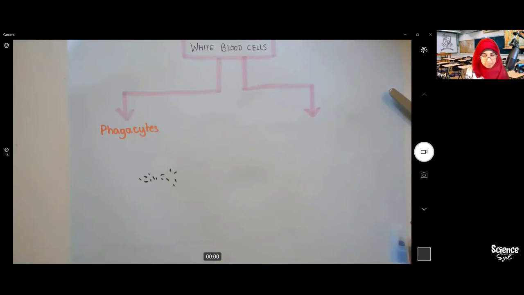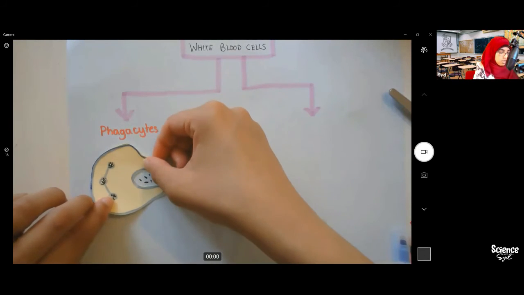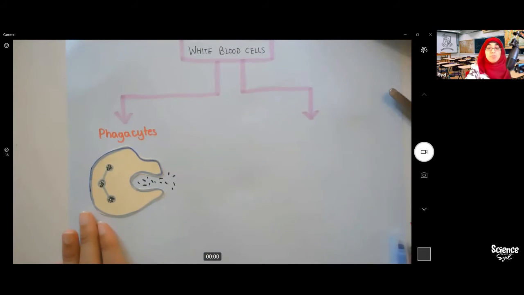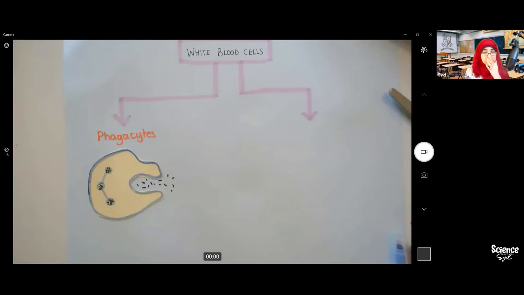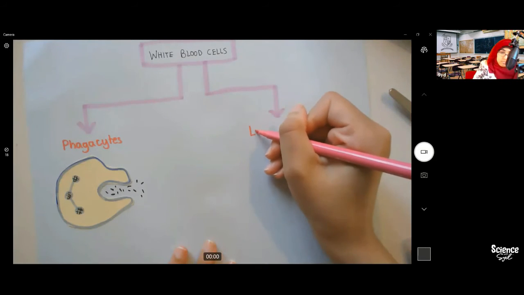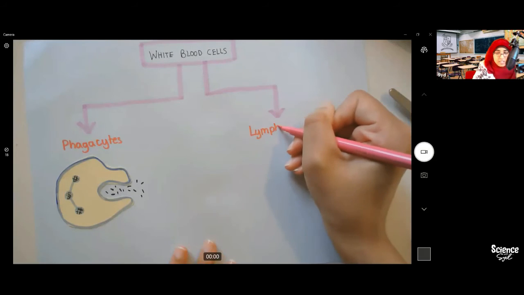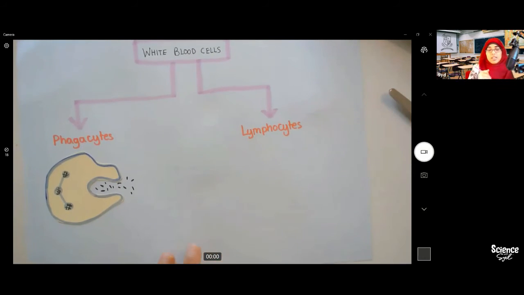We're going to look at another type now, and that works slightly differently. And I could spend hours and hours just talking about white blood cells because there's so many different ones with different roles in our body. But we're going to focus on two. So phagocytes, generally speaking, do this. And then the other one is lymphocytes. Lymphocytes. These work slightly differently.